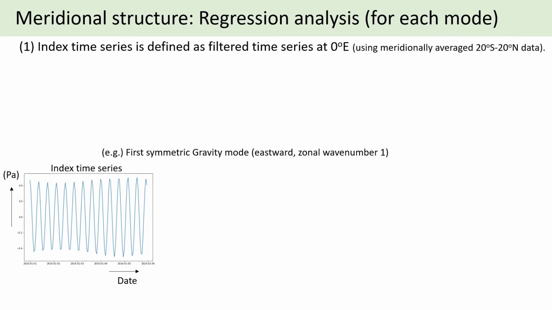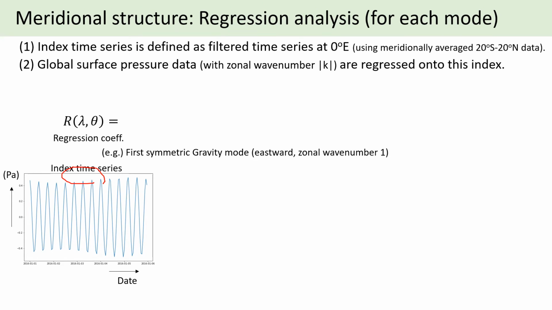So next, in order to investigate the meridional structure, we apply regression analysis for each mode. Now I will show the methodology here. First, for each mode, we define the index time series as the time series at 0 degrees in longitude. For this, we use the meridional average data for the tropical region. And this is an example of the index time series.